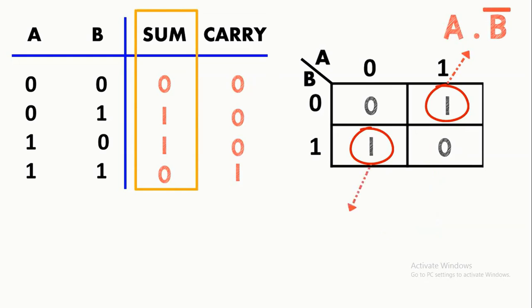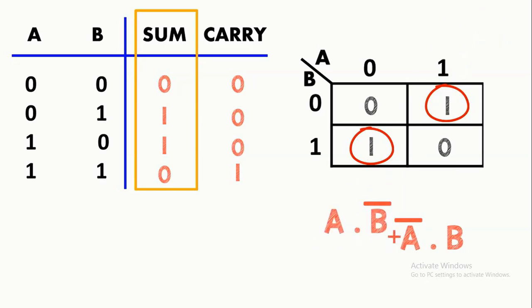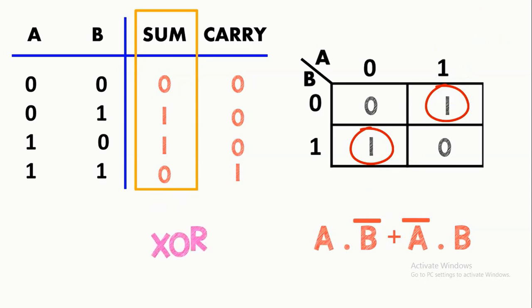This term here is A bar and B. We will take both these terms and sum them, thus writing the sum of products expression. A and B bar or A bar and B is nothing but A XOR B, and that is our sum expression. And if you notice, the K-map for sum is quite peculiar.